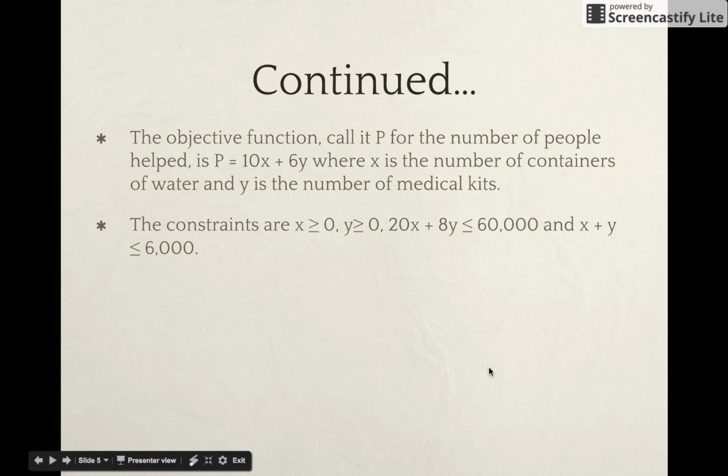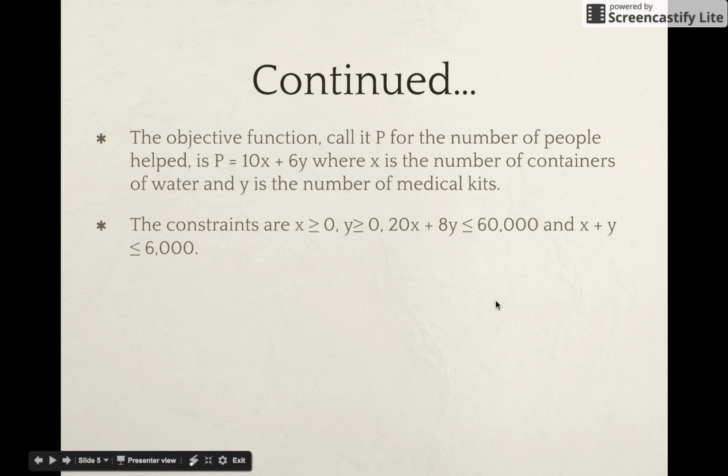The constraints in this problem are that we can only take 0 or more containers of water. We could take none, but none or something positive. We also have the same constraint on the number of medical kits. We could take 0 medical kits, or we have to take some. We also have the constraint given by the inequality 20x plus 8y must be less than or equal to 60,000.